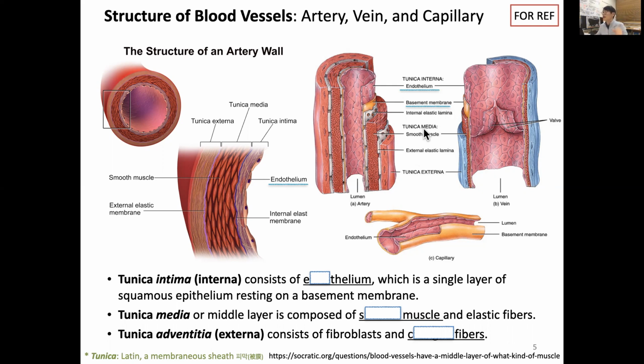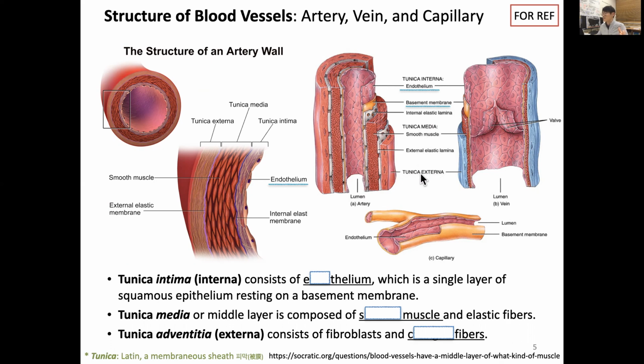And then you can see tunica media. So media contains smooth muscle. You can see artery has much thicker smooth muscle cells because it has to endure this high pressure and high flow. And also there's another elastic lamina which doesn't exist in the vein. And adventitia, which is outside of the vessel, the outer part, contains a lot of collagen.